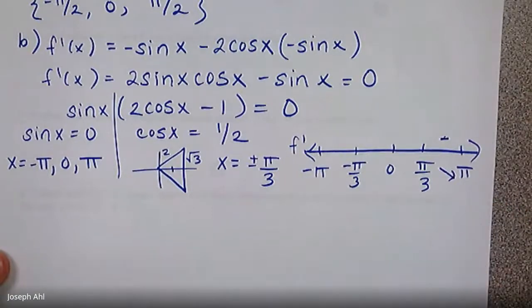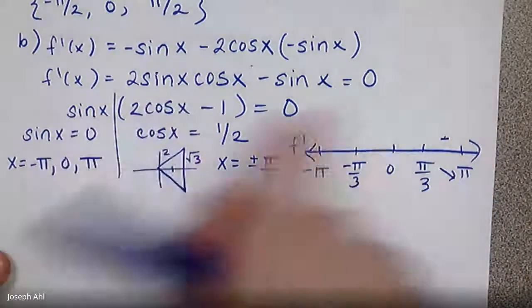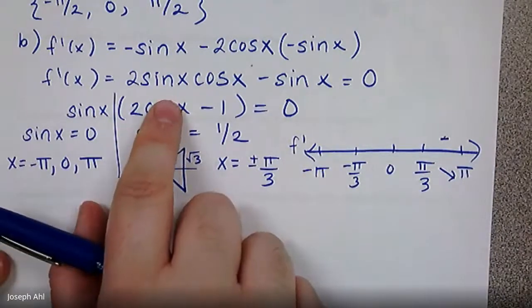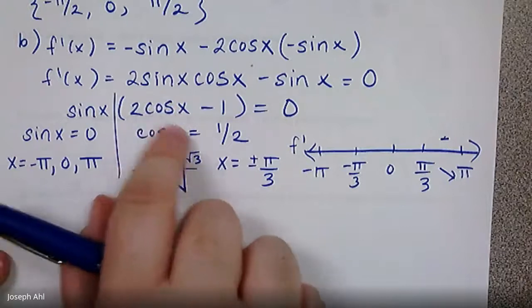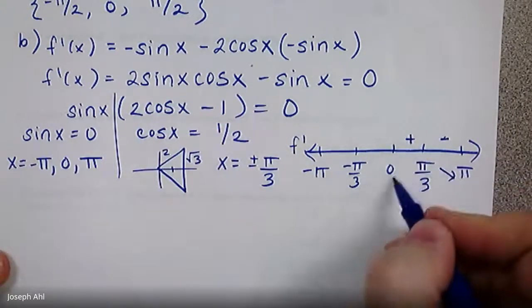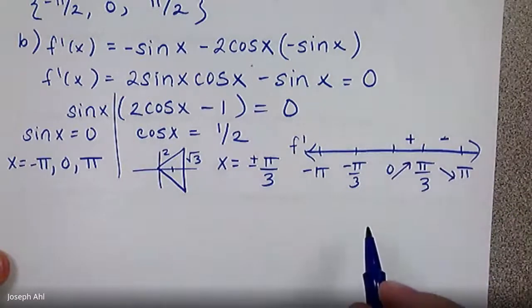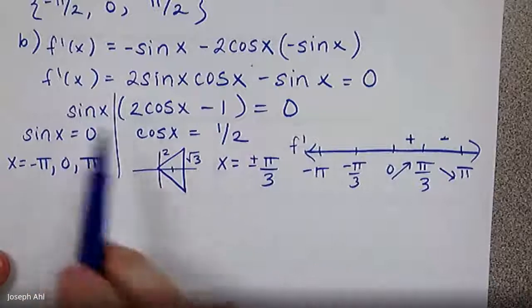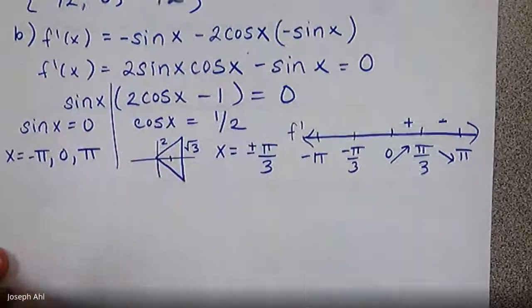If I test pi over 6, sine of pi over 6 is definitely positive. What's cosine of pi over 6? It's radical 3 over 2, so those 2's would cancel. And radical 3 minus 1 is also positive, okay? So we have to have, I think, some really good trig sense here to make sure that we can quickly substitute in to the factored form or the original, doesn't really matter.